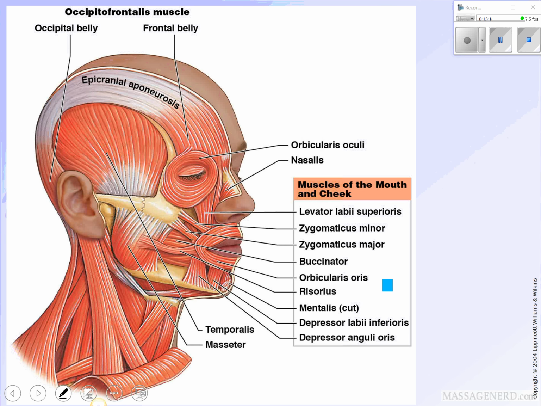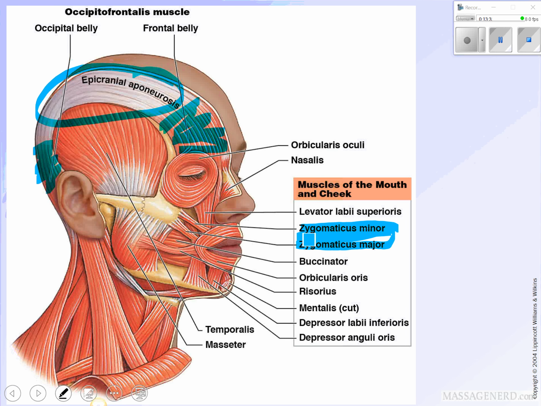So this is a picture here that's showing you, of course, the occipital belly, your frontal belly, and the aponeurosis, the epicranial aponeurosis right there. But this also shows you what I showed you earlier, the zygomaticus. That one picture showed two of them as one name, but it is actually two, a minor and a major, but we just have you know it as your zygomaticus muscle.